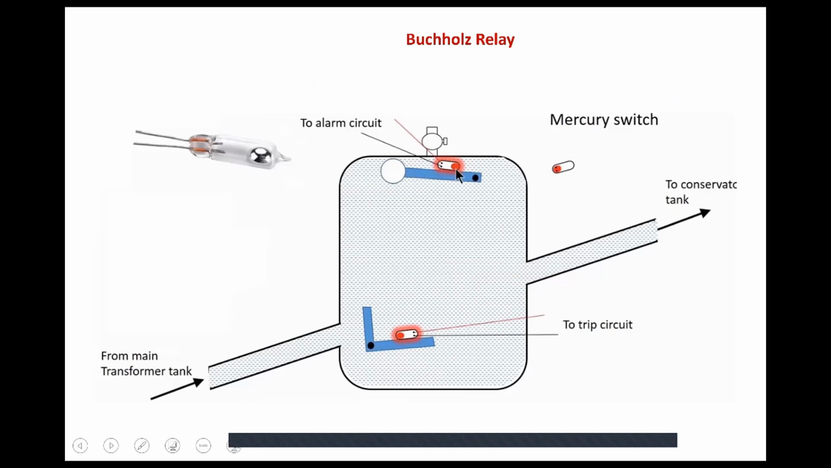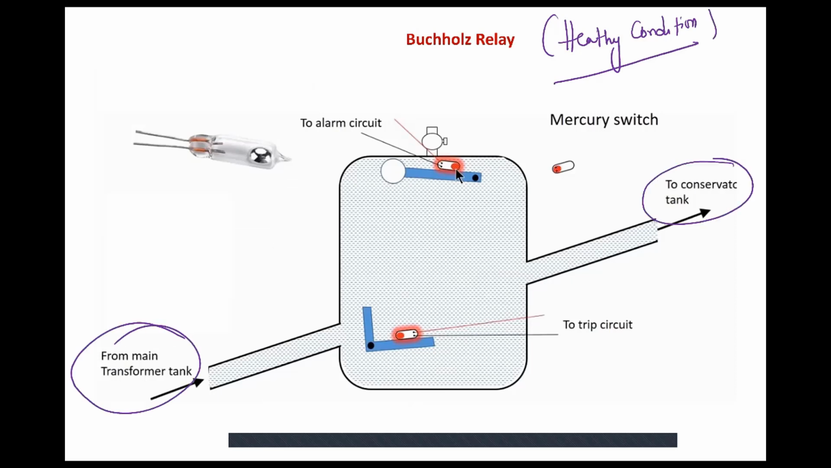So under normal healthy conditions, this is the healthy condition. Here you can observe that it is connected to the transformer main tank, and it is connected to the conservator tank. Under healthy conditions, the Buchholz relay is completely filled with oil, with the transformer oil. Okay.